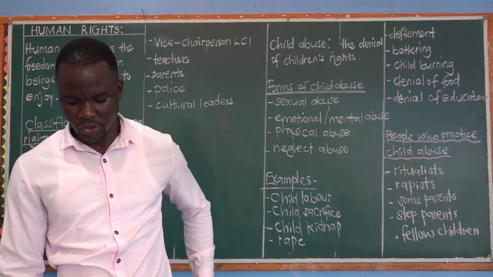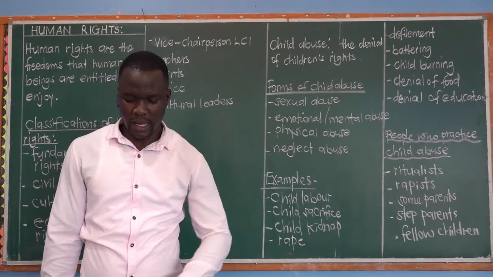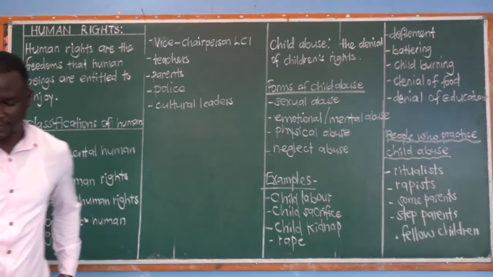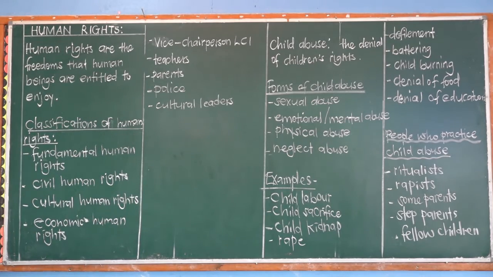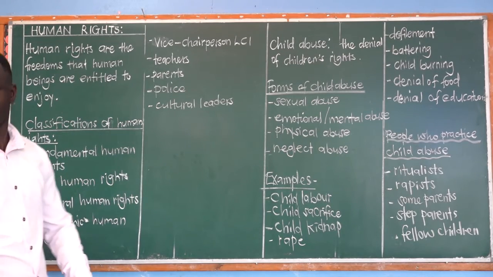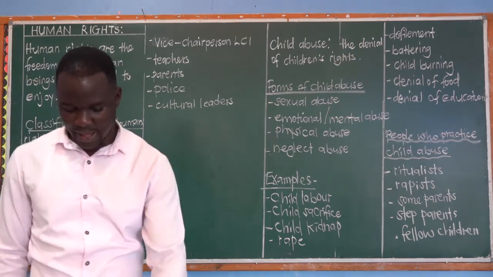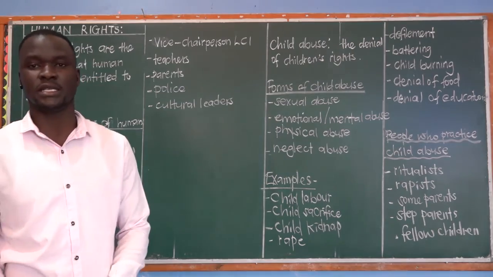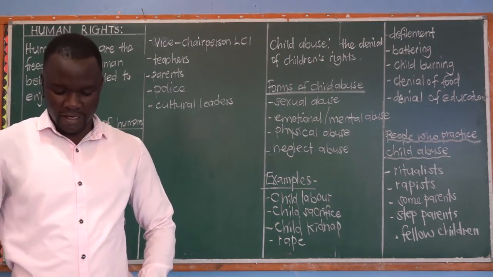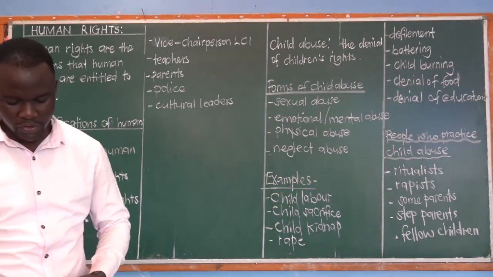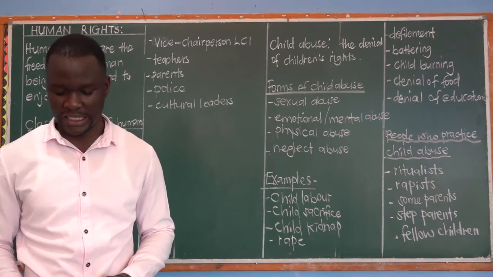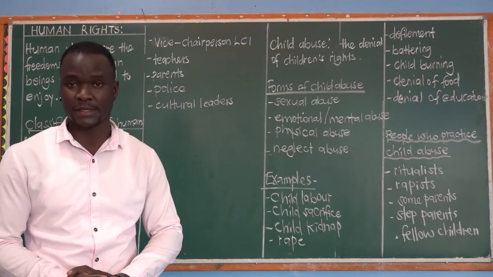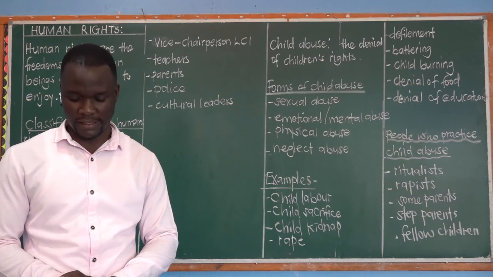So I want us to go to page 94, and page 94 is giving us the ways women's rights have been abused. Of course, we're looking at women's rights. One, we have what we call female genital mutilation, that is FGM. That simply means circumcising the females.